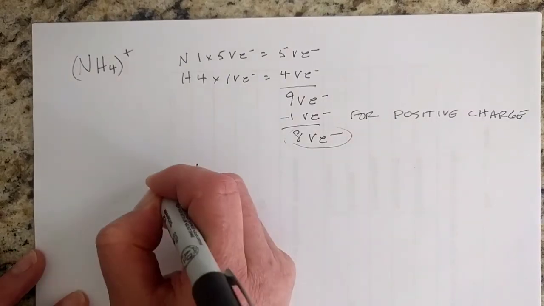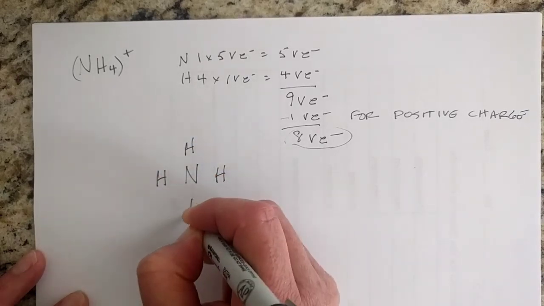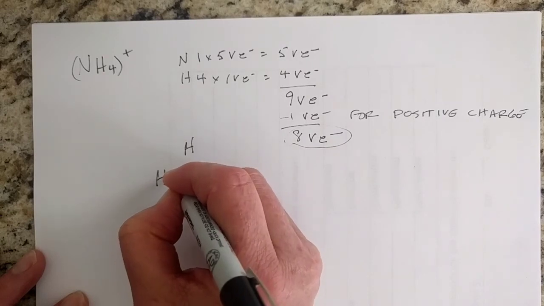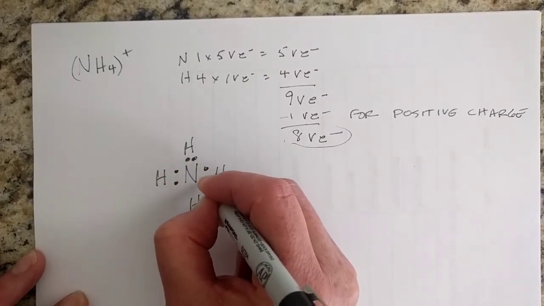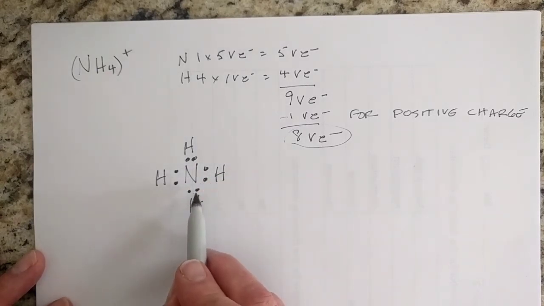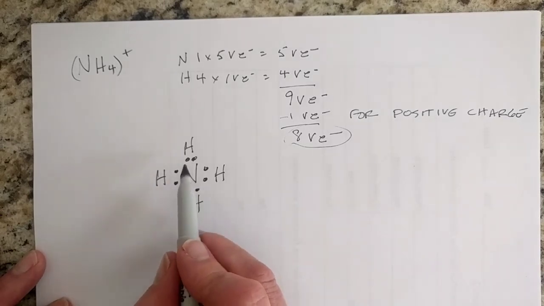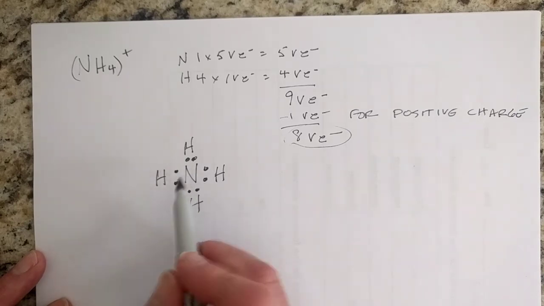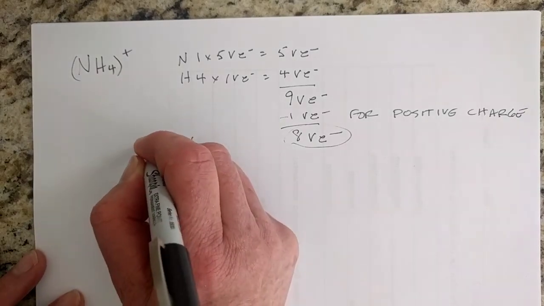So we put in our nitrogen, put our hydrogens around the nitrogen, and put in our 8 valence electrons. 1, 2, 3, 4, 5, 6, 7, 8. And each hydrogen now is sharing 2. It's got the duet. Hydrogen's done. It's satisfied. Nitrogen has 2, 4, 6, 8 around it. Nitrogen has the octet. So that's good. The only thing that we add to show an ion is we use brackets.